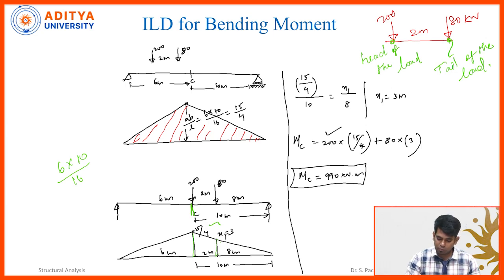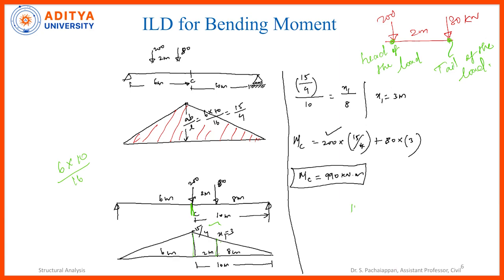Then by using a similar triangle, 15 by 4 divided by 10 is for this larger triangle. I don't know the x1 value, so x1 divided by this linear distance of 8 meters. So I got the value of x1.